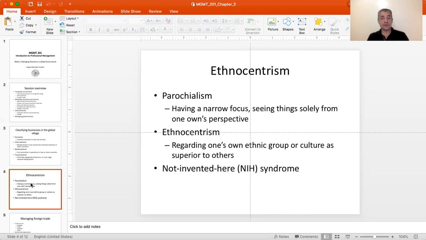For those domestic businesses, there are two philosophical challenges they deal with, and not just for businesses, for individuals as well. And those are parochialism and ethnocentrism, which really, especially parochialism, deal with the way you approach the world. With parochialism, you really do have a narrow focus, seeing things solely from your own perspective.